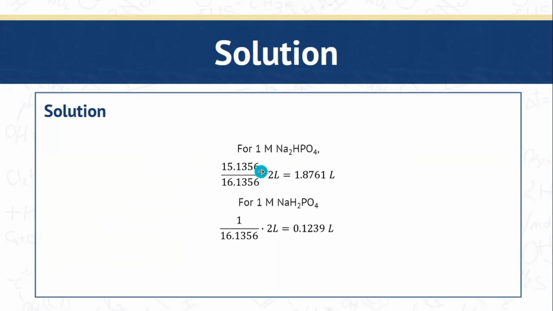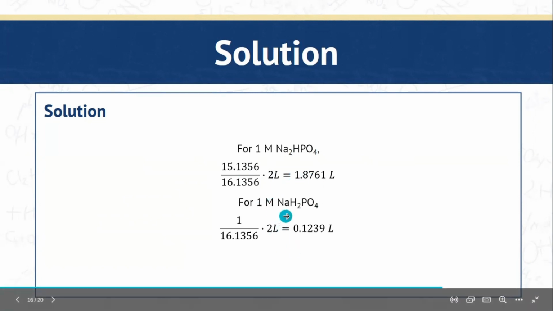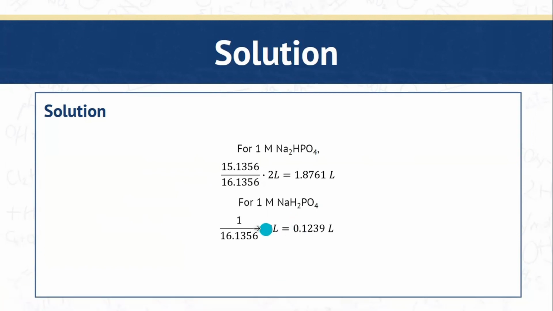So we need 2 liters of the buffer. We'll get that we require 1.8761 liters of the disodium hydrogen phosphate solution. Moreover, for creating the 2 liter buffer solution, we will need 1 part over the total parts. We'll get that we require 0.1239 liters of a 1 molar sodium dihydrogen phosphate solution.